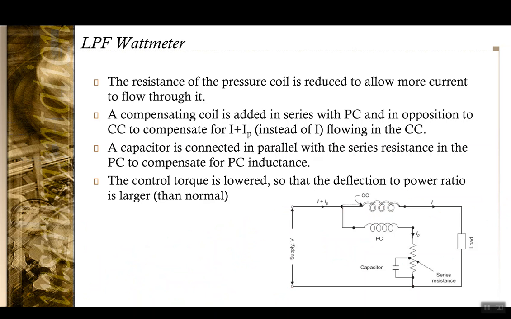Okay. And to further compensate for the pressure coil inductance, you have this circuit with the capacitance. And now what we need is to increase the sensitivity. To increase the sensitivity, you lower the control torque, that is, you use a spring of lower spring constant, so that for the same amount of torque, a larger deflection is produced, and you also decrease the overall series resistance value. So this R value is again decreased so that your V by R value increases.